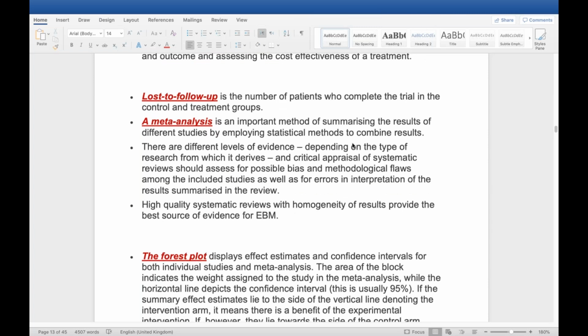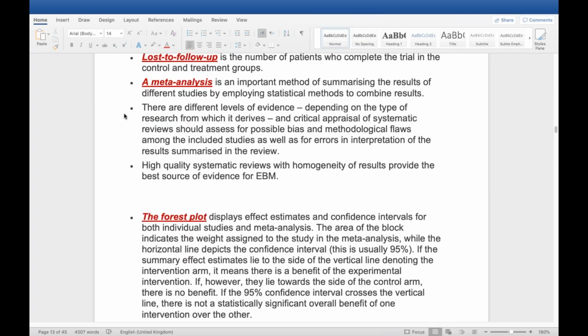Meta-analysis is an important method to summarize the results of different studies by employing statistical methods. We know that. We've been through these things. There are different levels of evidence. We know that depending on the type of research, critical appraisal of a systematic review should be assessed for possible bias and methodological flaws. As we go along, we're discussing and exploring these biases and these methodological flaws. If I give you a list of biases all at once, it will be confusing and you will forget them. I'm just giving you examples while we're going through these things.